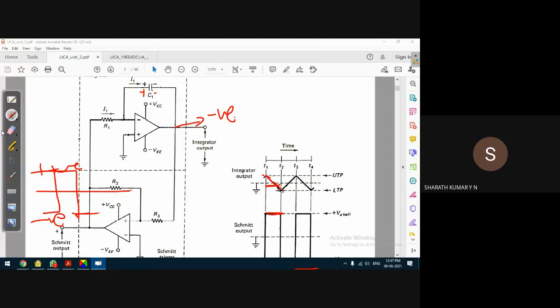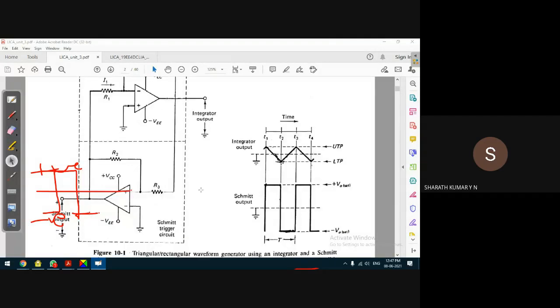Let's observe what will happen to the Schmitt trigger input. The output of the integrator is going in the negative direction. Initially, it was positive. That means the non-inverting input is at a positive level, and since it is a non-inverting configuration, the output of the Schmitt trigger circuit is positive. When the capacitor is being charged, the other end of the capacitor is negative, and hence the output of the integrator circuit goes in the negative direction.